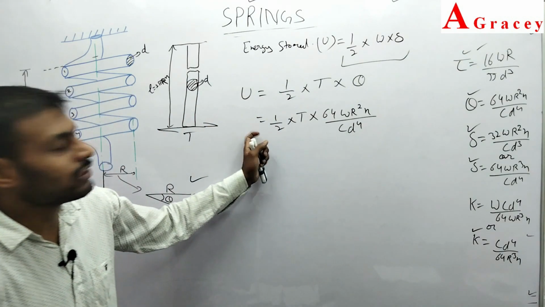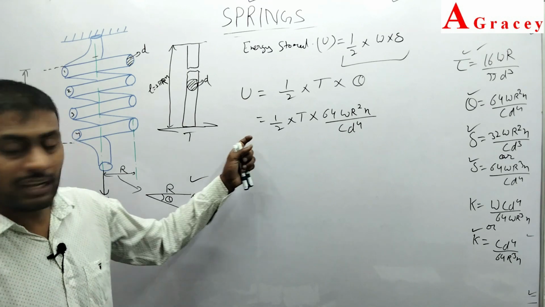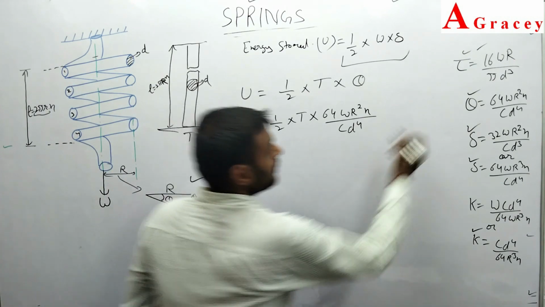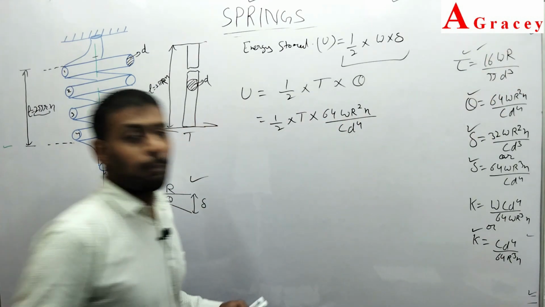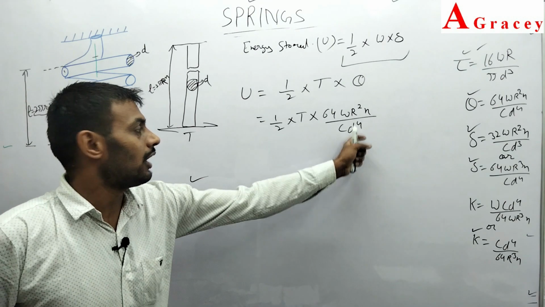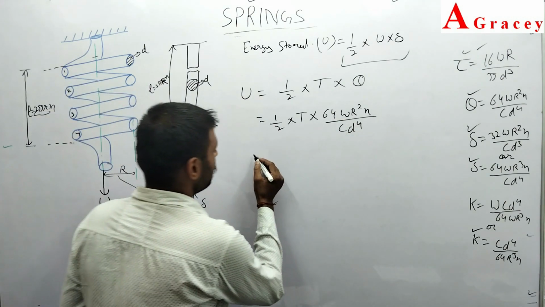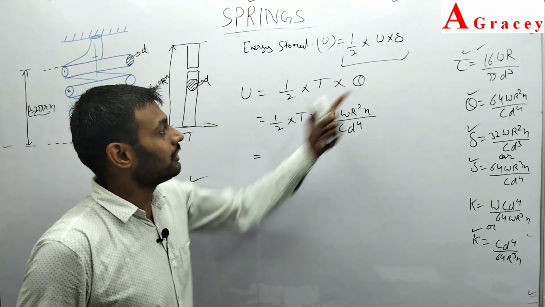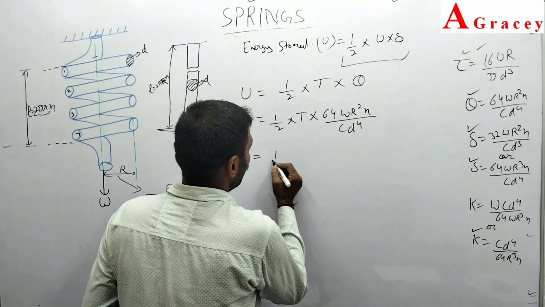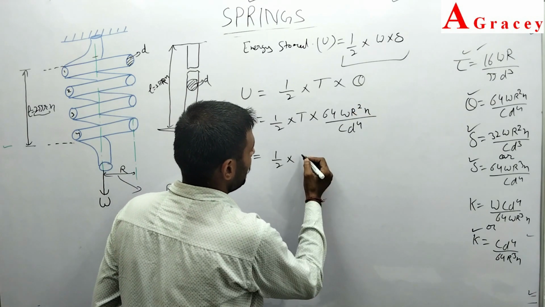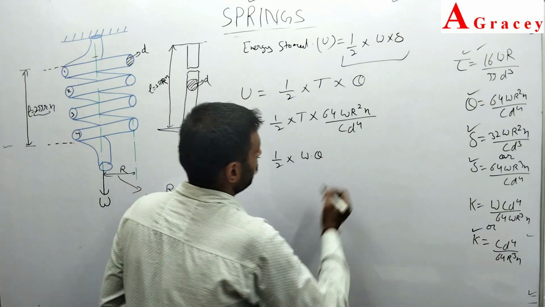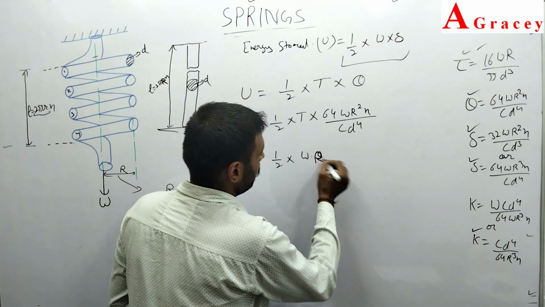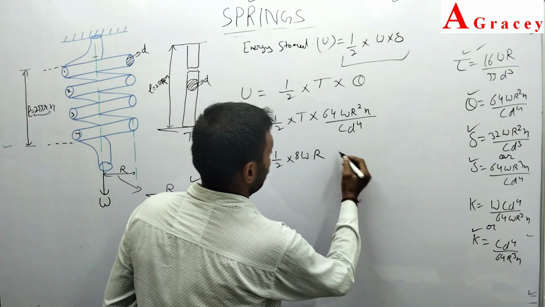Now we can identify the U value here, but we can take this energy stored in the body in terms of the shear stress. I know that the shear stress is 16 W R by pi d cube. So I am bifurcating this term and taking some other values in terms of the volume and the diameter, as well as the shear stress term. So half into T, where torque was W into R, not theta, sorry, this was R.